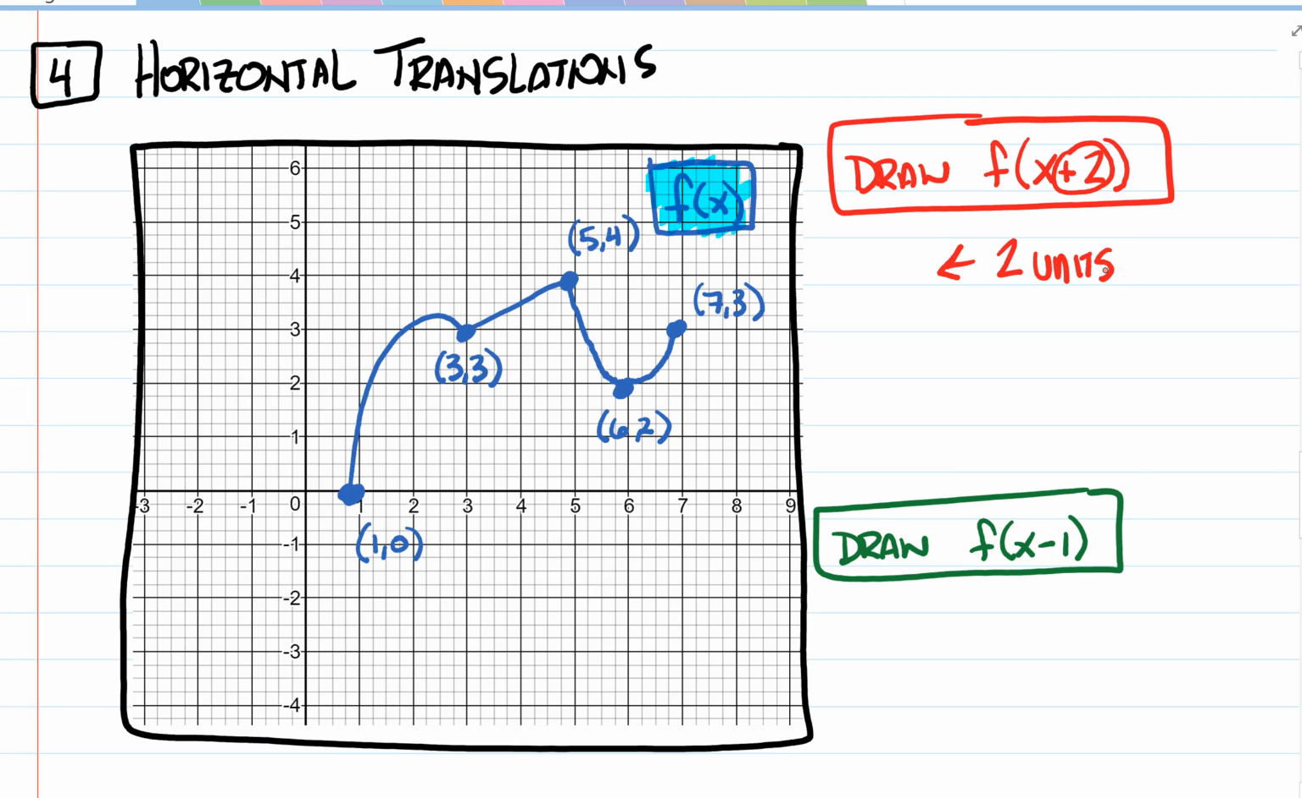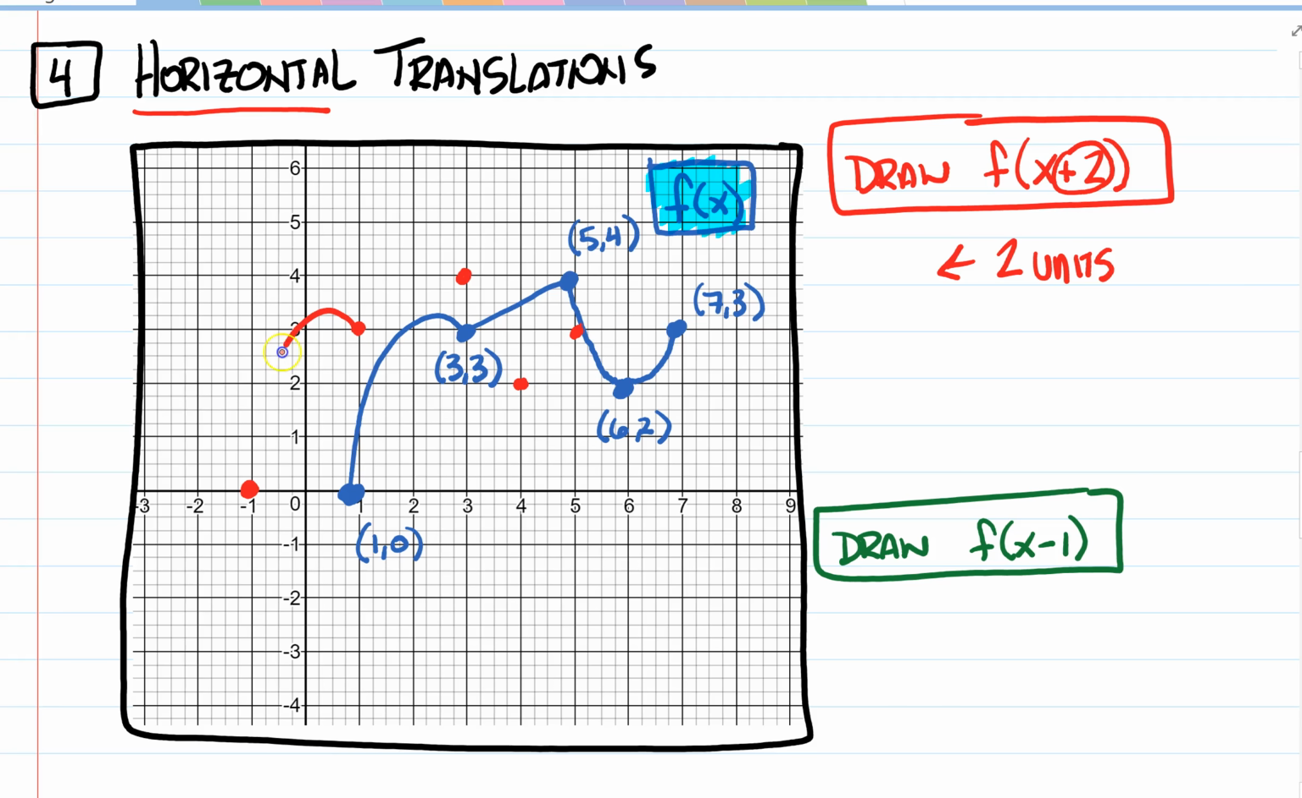So what does that mean? That means that, since I'm dealing with a horizontal, this point, instead of at 1, 0, is going to move 2 units to the left. So it's going to be there. This point is going to move 2 units to the left. This point would move 2 units to the left. This point, 2 units to the left. And this point, 2 units to the left.